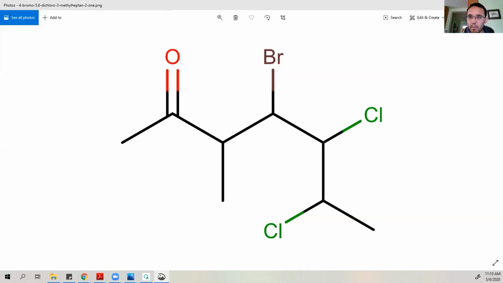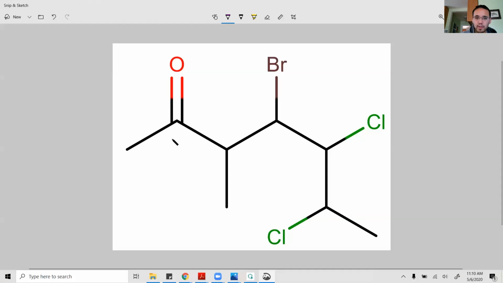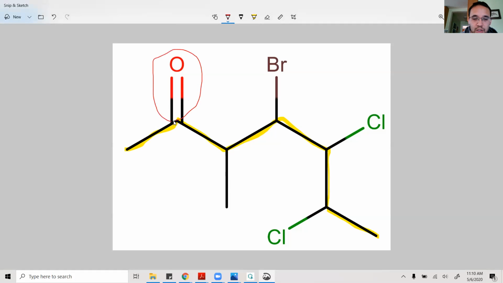All right, so let's go through this. So right now, we have a couple of different options of what we need to be looking for, right? So we decided that this one here was going to be our long chain. So that's 1, 2, 3, 4, 5, 6, 7. And so we've started to identify points. So we have a ketone. That's very true. Our ketone is going to be this one in red here with oxygen.